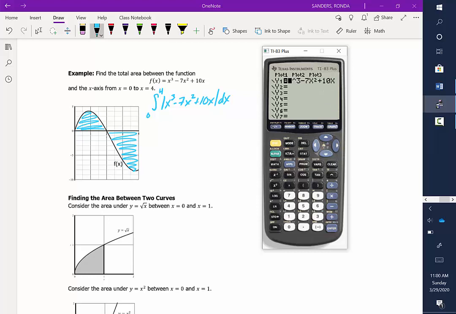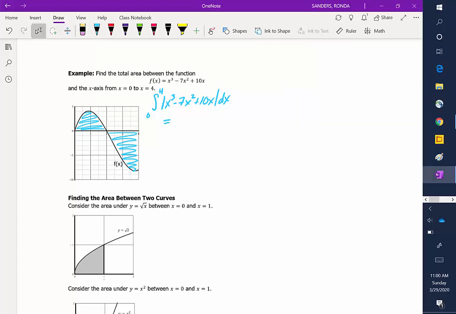notice that we already have this function plugged in as our y1. So when we go back to the main screen, we will calculate the integral, so math number 9, and then we need the absolute value, so math num absolute value. We can use that variable, vars, y-vars, function y1, close the absolute value, comma x, comma 0, comma 4. And if we press enter, we will get that our total area between the function and the x-axis is 16.